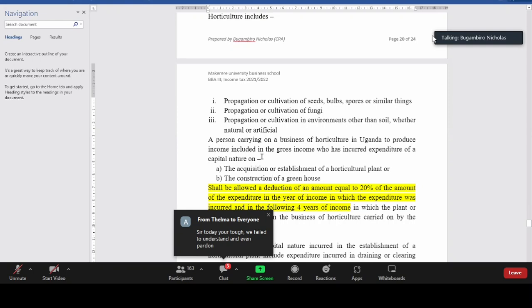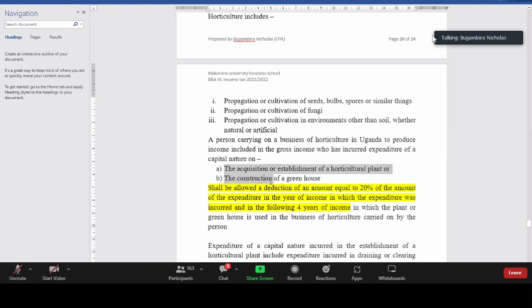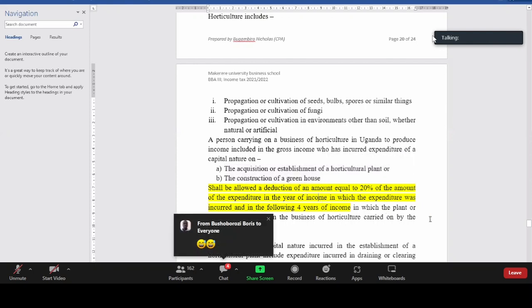Remember, we said any other expenditure of capital nature incurred by these people is included in class 3, except acquisition, establishment of a horticultural plant or construction of a greenhouse. That is treated separately. It is treated the way we do industrial building. So it is given an initial allowance of 20% for the 4 years.